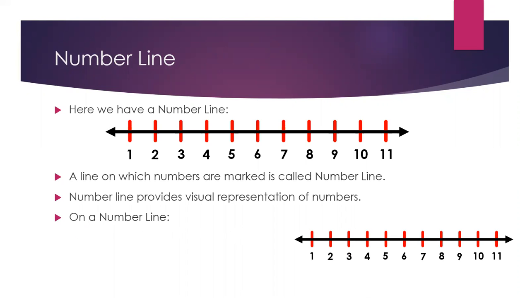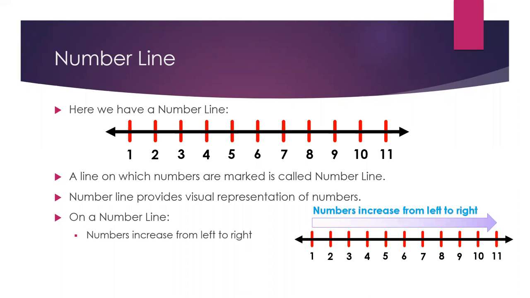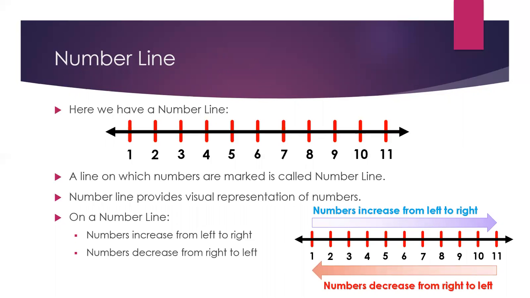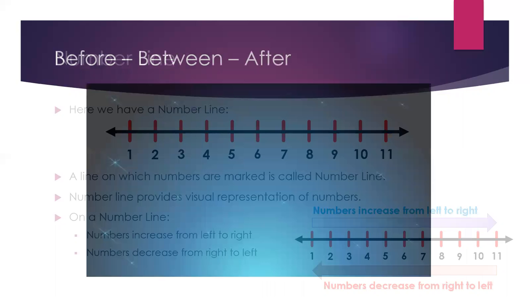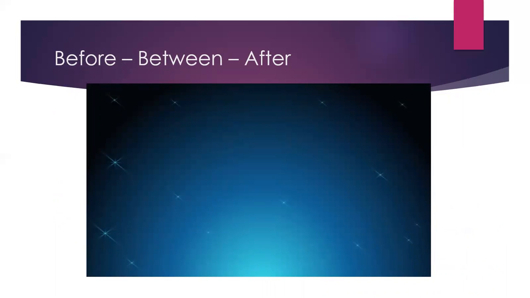And what is the pattern of numbers? Numbers always increase from left to right. Here, if you're watching, these numbers are increasing from left to right. As you see, from the left we have 1, 2, 3, 4, up to 11. So from left to right the numbers are increasing, and contrarily the numbers are decreasing from right to left, as shown by the red arrow. Now let us see the concept behind before, between and after, and for this you have to watch this video. Here I'm playing this video.